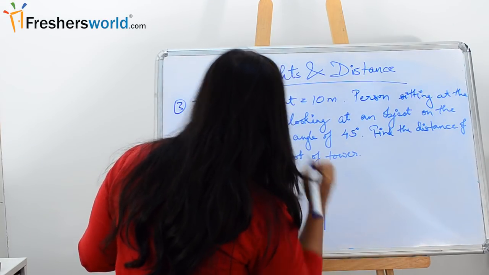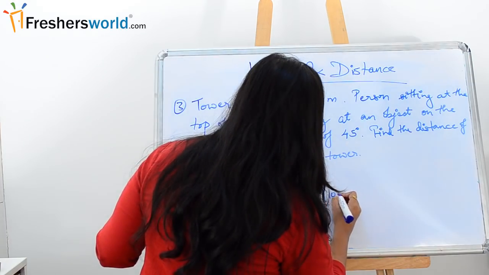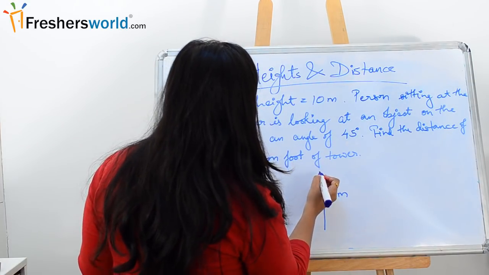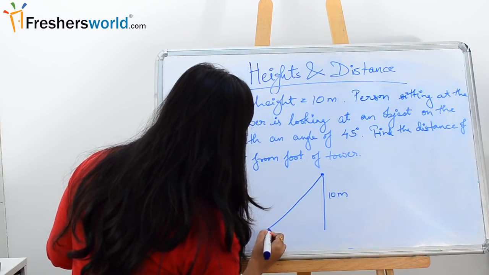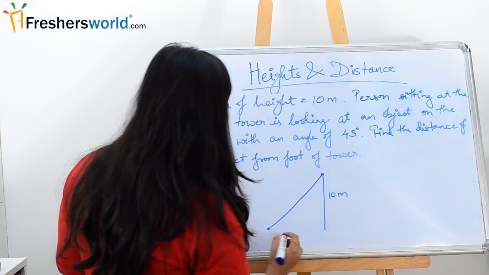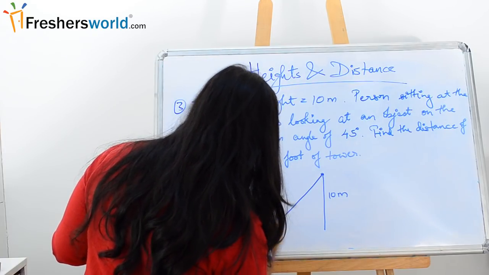So this is a tower, it is of height 10 meter and the person is sitting here and he is looking at an object which is placed here. Let this object be P.